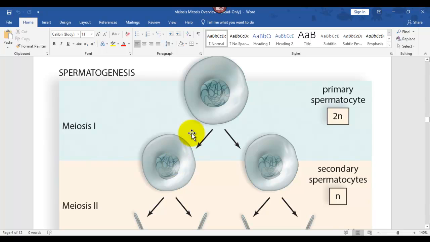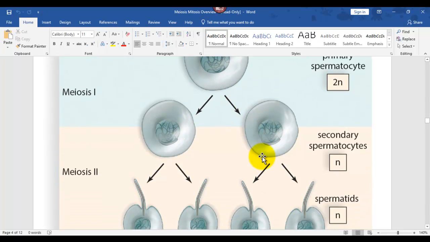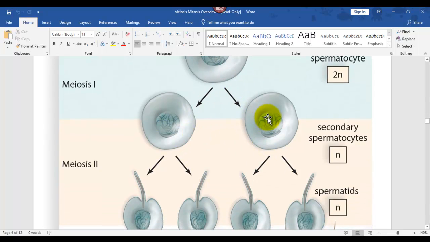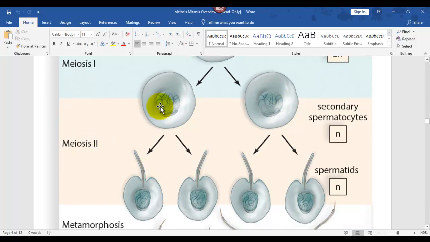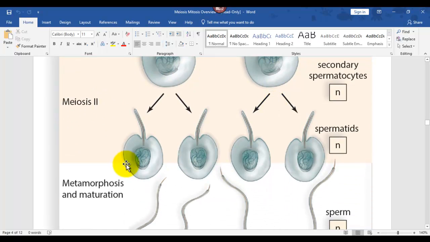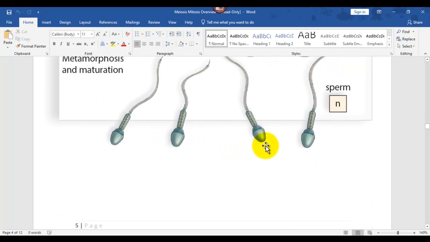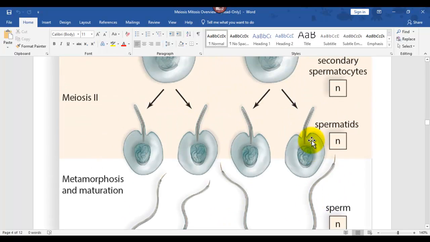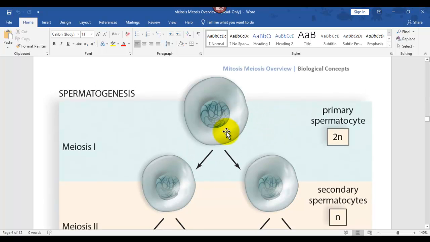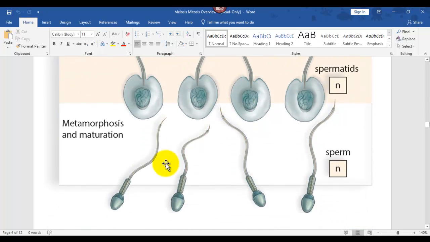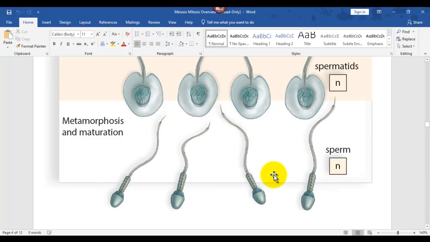So here's meiosis 1, see the first division. This is where the crossing over would occur. And then here is meiosis 2. And you end up with, these look like tadpoles, 4 sperm from this one primary spermatocyte. In males, that happens puberty to death. It starts at puberty and then occurs throughout life.